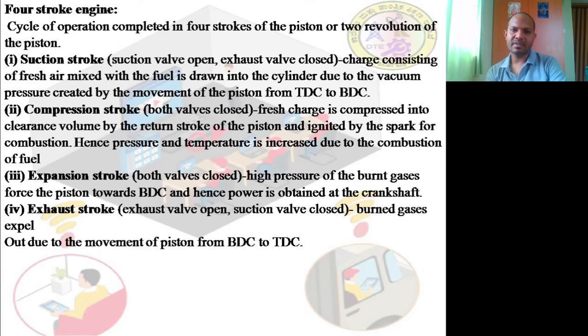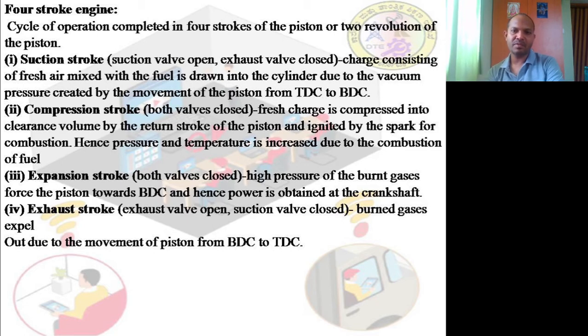The first one is a suction stroke. The suction valve opens and the exhaust valve is closed. The charge, consisting of fresh air mixed with fuel, is drawn into the cylinder due to the vacuum pressure created by the movement of the piston from TDC to the BDC. This is the first stroke. In the second stroke, what happens?